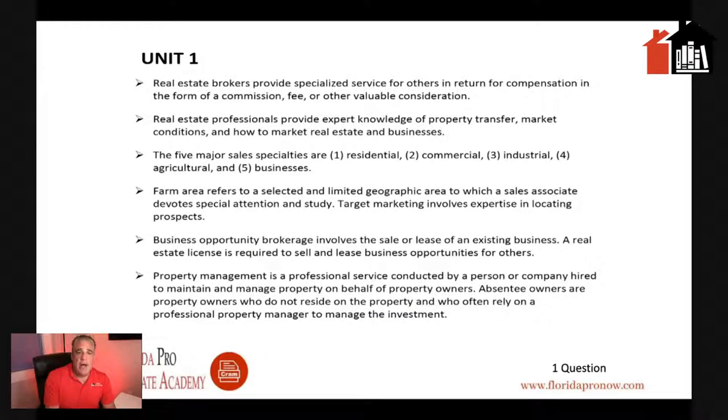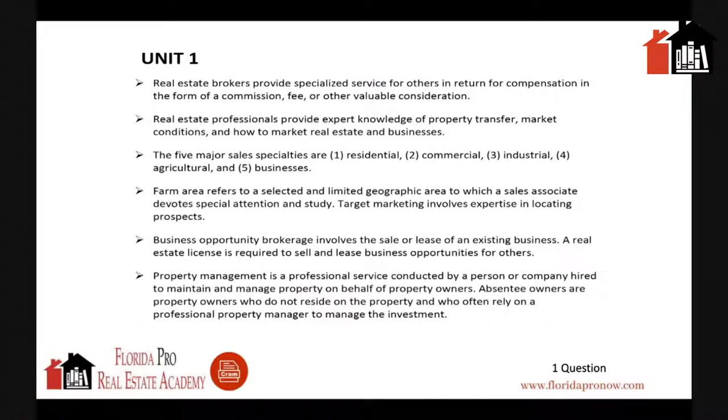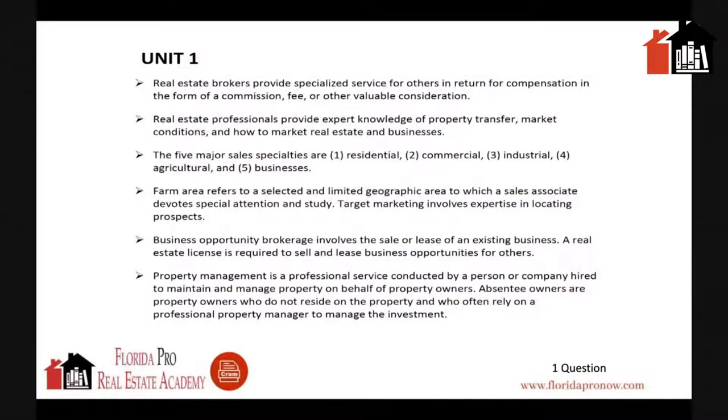Okay. Now, real estate professionals, our big thing is, in a real estate profession, we provide 3 different things. Now, what do we provide to our customers? We provide property transfer. What is property transfer? That's basically taking the house from a seller to a buyer. If I'm working with the buyer, I'm going to help facilitate that transfer for the buyer to get that home.